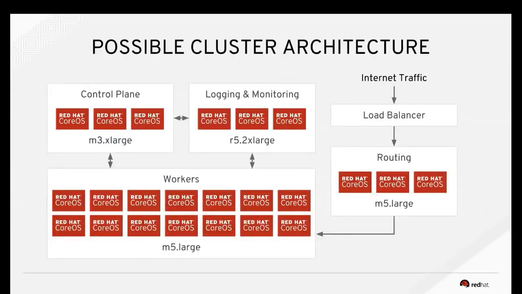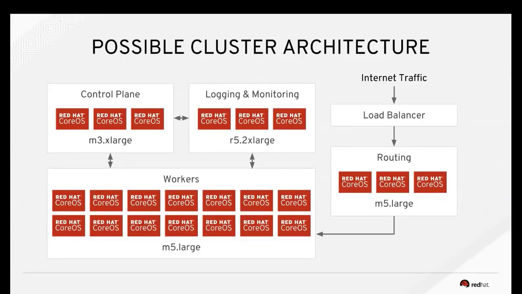All right, so here's an image of a possible cluster architecture. Here in the top left, you've got the control plane where all your masters lie. Again, this is an AWS architecture specifically. So you're going to have M3 extra larges for your masters, M5 larges for your workers, and for logging, you may have R5 2XL.